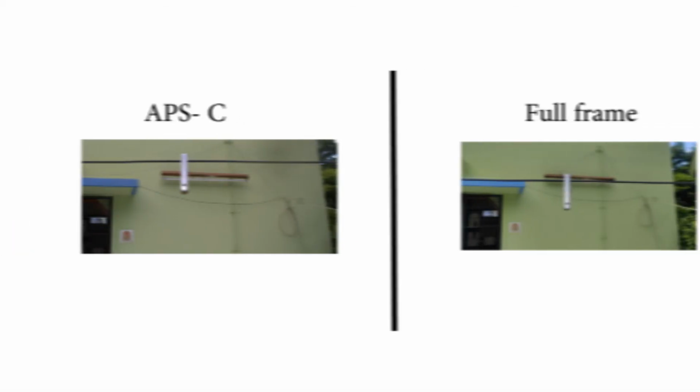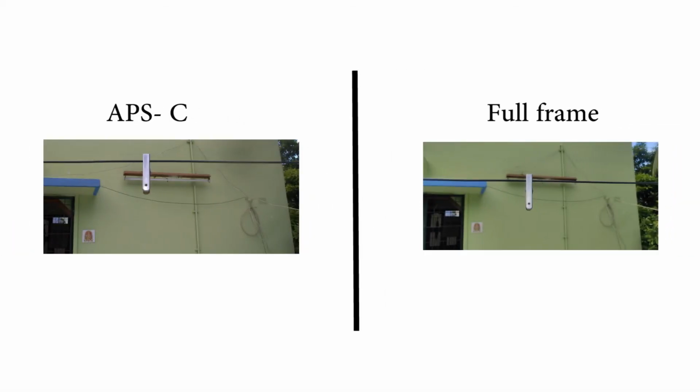Depth of field will be higher in APS-C than in full frame cameras, which means more objects would be in focus if you use the same given aperture in both these cameras. So if you use manual focus, nailing focus would be much easier in APS-C cameras.